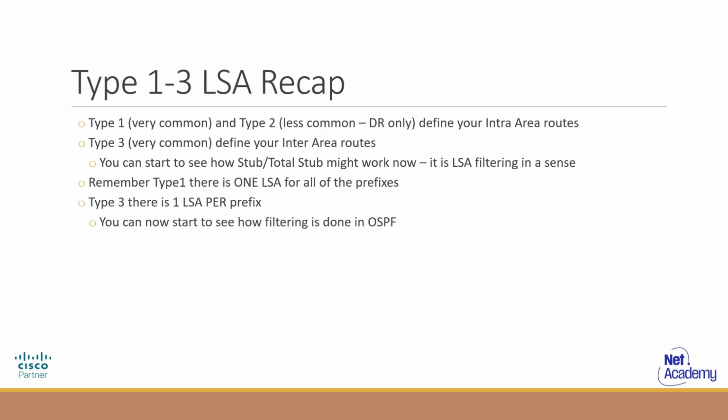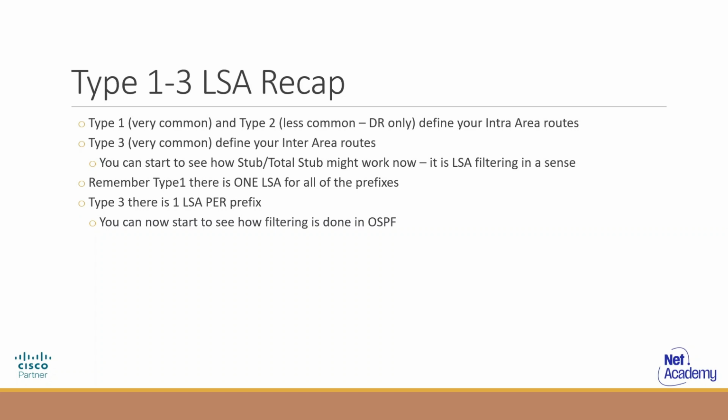Remember that for a type 1, there's a single LSA for all of those prefixes on each router. And then for type 3, there's 1 LSA per prefix, right? And again, when we think about 1 LSA per prefix, I can start to see how route filtering might be done as well, right? Now, you might say if there's only 1 LSA per prefix, what about things like route summarization? And here's, again, when we talk about summarization, you would think a type 3, a summary LSA, would mean that's how I'm doing summarization, but it's not.